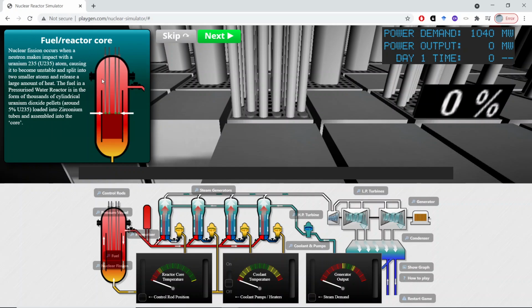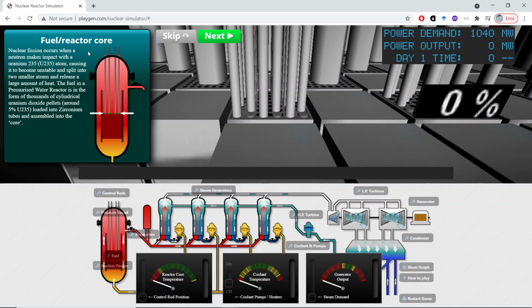So here we have an explanation of the different elements. We could directly click on each of them in the diagram to go directly to the explanation of each of them, but I will follow this tutorial by clicking next. So first we have the fuel reactor core. Nuclear fission occurs when a neutron makes an impact with a uranium-235, which is an isotope of the uranium element, causing it to become unstable and split into two smaller atoms and release a large amount of heat.